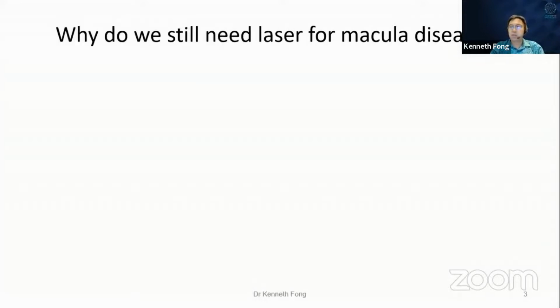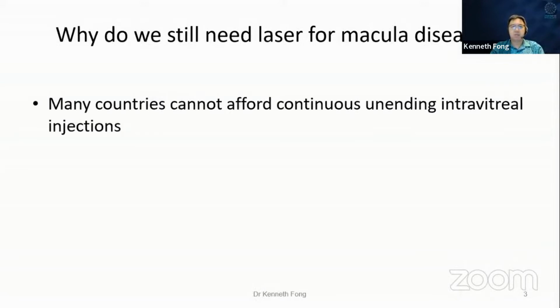So why do we still need laser for macular diseases? First and foremost, many countries, India included, Malaysia included, even the US, UK, and Australia, cannot afford continuous unending intravitreal injections. We have hundreds of webinars about fixed, PRN, treat and extend, which anti-VEGF to use, and how often. And now we have companies talking about doubling the dosage of the anti-VEGF or longer acting agents. But it becomes a huge burden to our health economy.